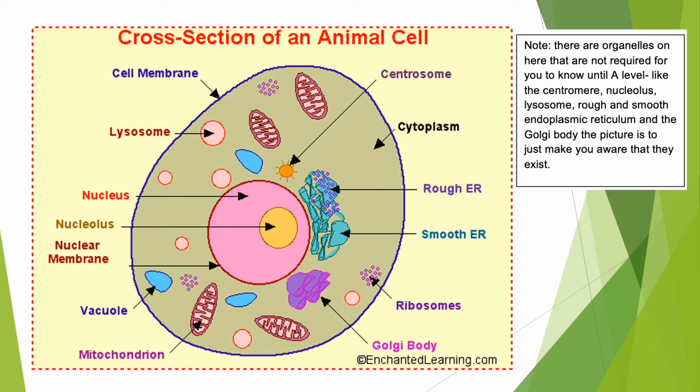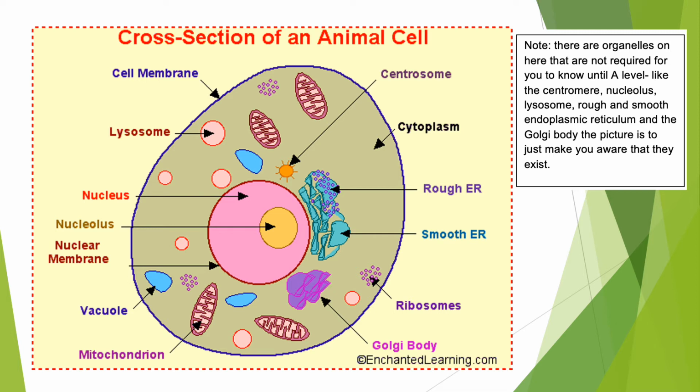So before we begin, I want to start off with a note on the side here. There are organelles that you will see on this picture that you do not need to know. Things like the centrosome, the nucleolus, lysosome, the rough and smooth endoplasmic reticulum, these are just things that the cell does have, but you don't need to know at this moment for the level that you're studying at right now. But the things that I do want you to notice are the 5 organelles that we listed off earlier.